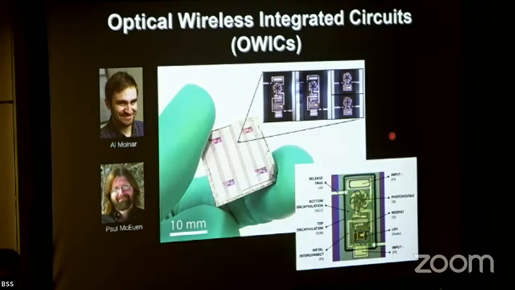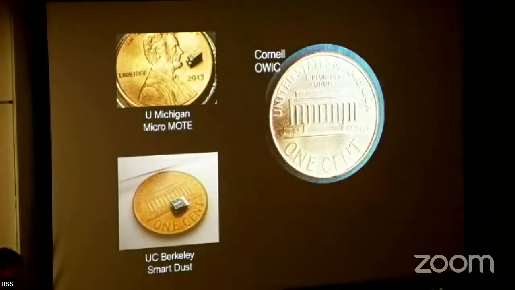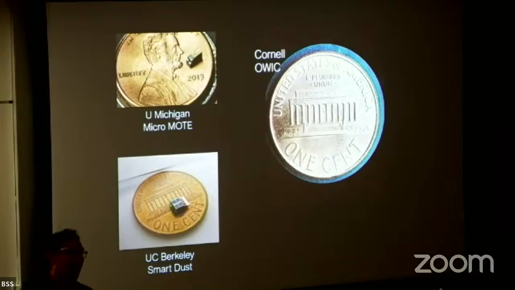So how does this look? Here's our device compared against the University of Michigan Micromote and the UC Berkeley Smart Dust. These are fabricated electronics that are bonded together in a vertical stack. They're the kind of thing that you would put into a pill that you would swallow and would take pictures of your gut. It's that kind of scale of thing that we're talking about.